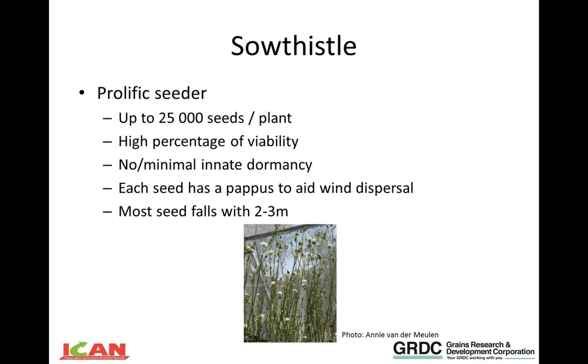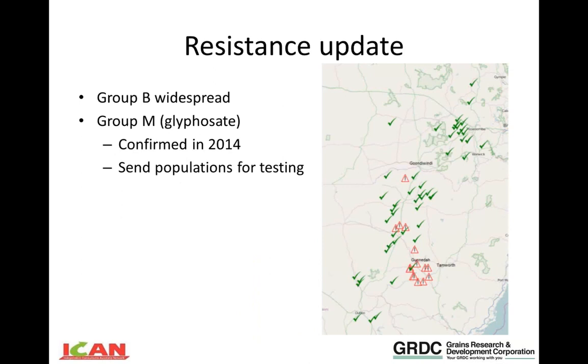So we can flick to the next slide now, which is an update of the resistance testing. While I'm not aware of any benchmarking study, anecdotally we hear that Group B resistance is widespread in this species. The map in this slide shows the results to date for the survey of glyphosate resistance in common sowthistle across the northern region. In this process, for those who aren't aware of it, we requested agronomists and farmers to send in samples from their paddocks.